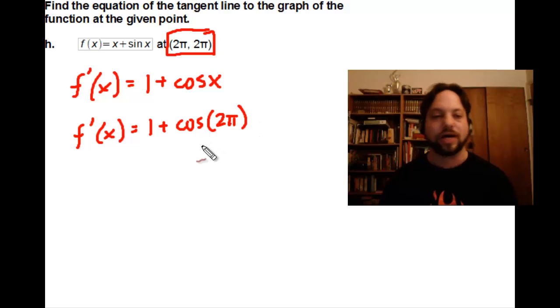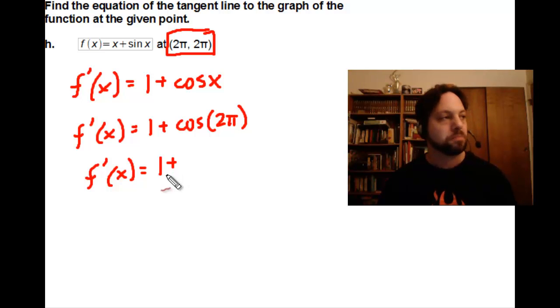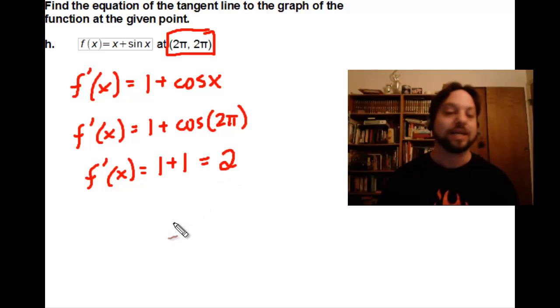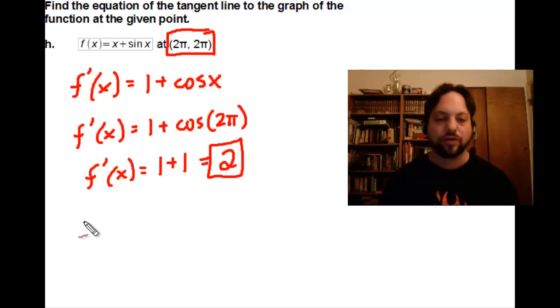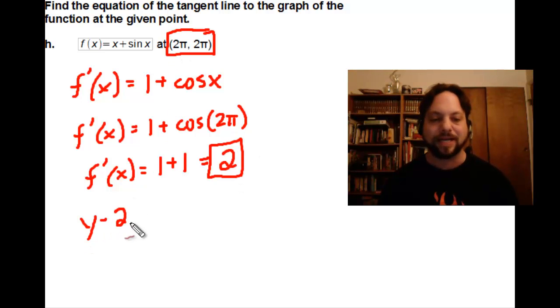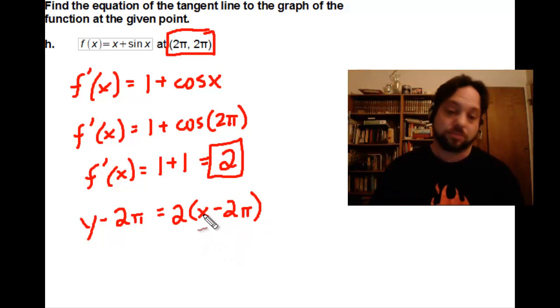And now we need to think back to pre-calculus and use a little bit of our unit circle knowledge, or if you just memorize it, or whatever the case. Cosine of 2 pi, that's just 1. And so it looks like the slope of our tangent line is going to be 2. Well, we have our slope, we have our point, so if we put this all together, we'll have y minus 2 pi equals 2 times the quantity x minus 2 pi. And that is the correct answer. That is what we get.